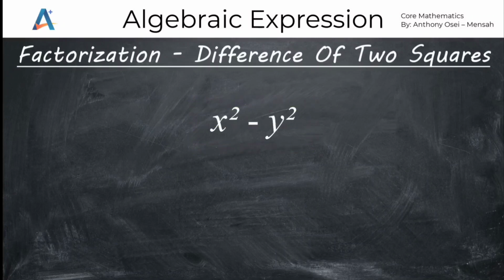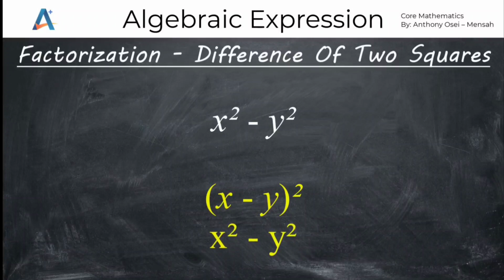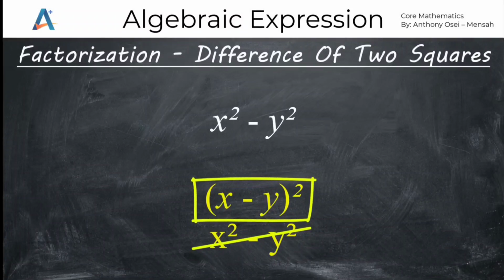Now I want to draw some clear-cut difference between difference of two squares and the perfect square. Mostly students confuse x minus y all squared to be x squared minus y squared, which is absolutely wrong. Why am I saying that? This is a perfect square. You cannot convert this into x squared minus y squared. It will be wrong. Instead of treating this perfect square as difference of two squares, you need to clear the squares.